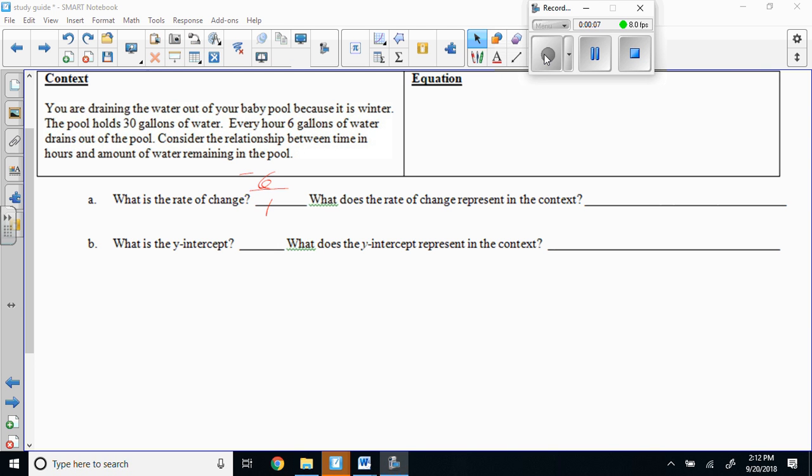We're here going over our study guide for the Unit 2 test. We're on the back of the first page, looking at this particular problem, and we have established that the unit rate, or the rate of change, is -6 because it's leaking at 6 gallons per what? Hour. Good. Excellent.